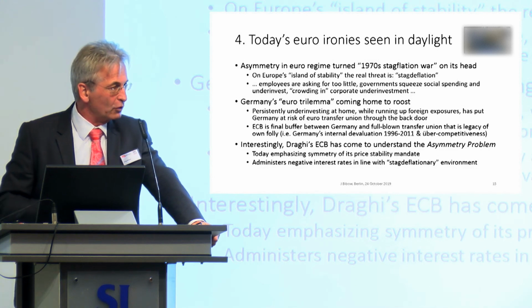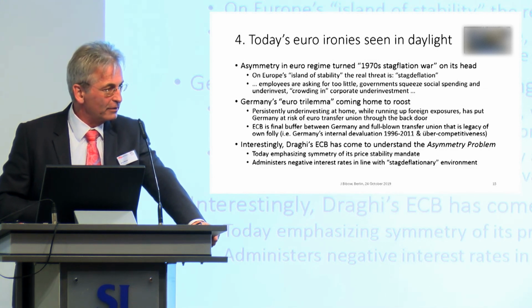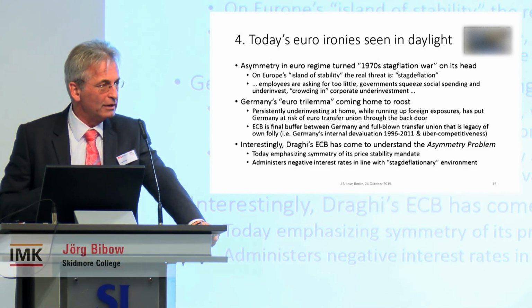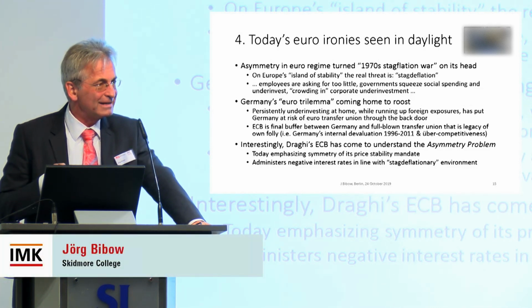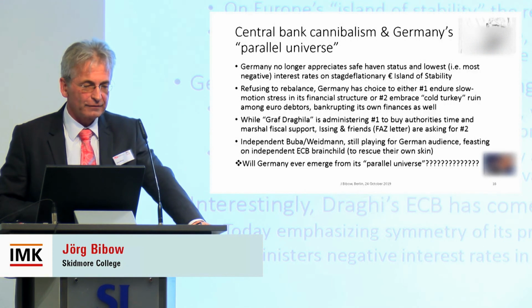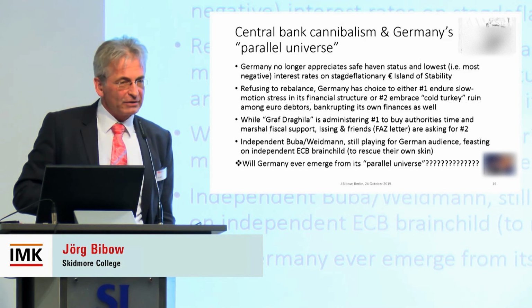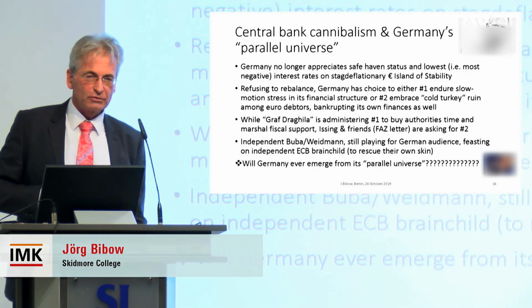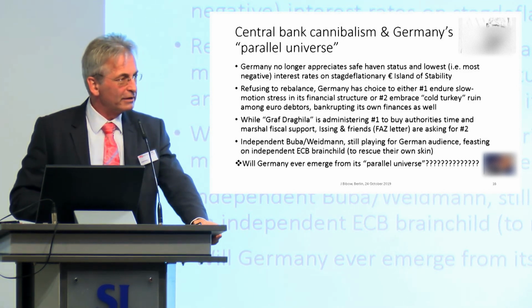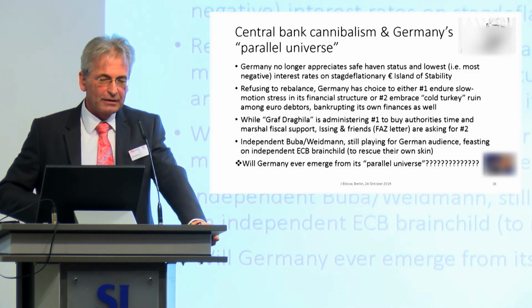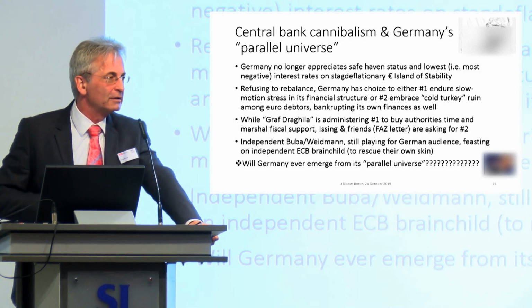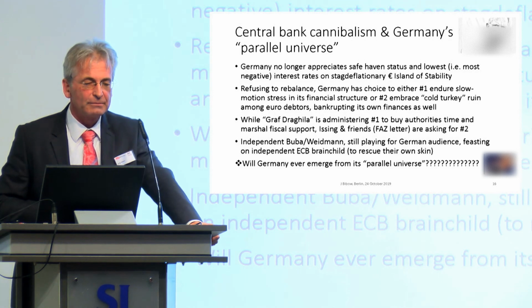And this is, of course, also in line with the negative interest rates by the ECB that we're observing now. The situation is so dismal that the ECB is administering negative interest rates to help the debtor countries survive. Now, what's happening in Germany? Not much. Germany continues to live in its parallel universe that Mr. Schäuble famously referred to some time ago.